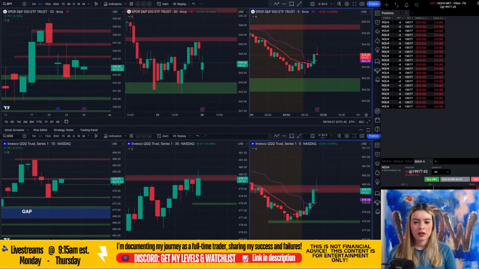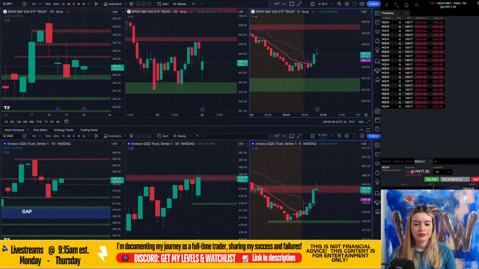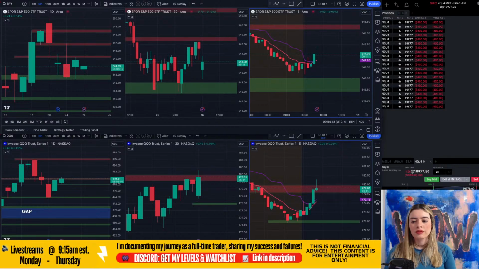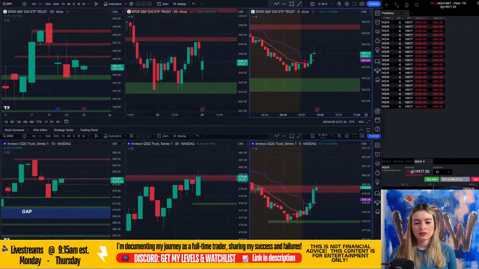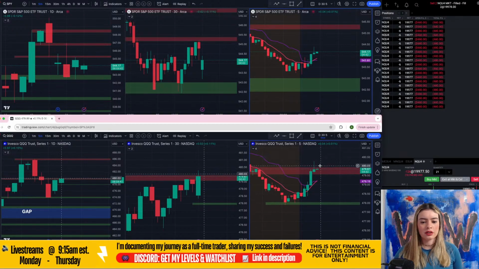I'm gonna go short here. Let's see. My stop loss is gonna be if we have a strong green close on this candle. And we have data in 5 minutes. Want to see the Q rejecting 480 here.